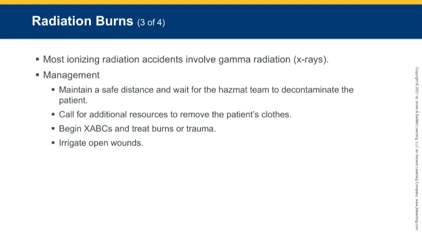Most radiation-related injuries involve gamma radiation, such as those seen in X-ray exposure. In these cases, maintaining a safe distance is critical while waiting for the hazardous materials, hazmat, team to decontaminate the patient. Once it is safe, emergency medical care should focus on addressing life-threatening conditions using the XABCs: exsanguination control, airway management, breathing, and circulation. Open wounds should be irrigated thoroughly to remove potential radioactive contaminants.